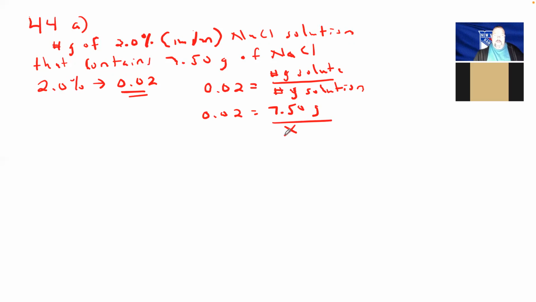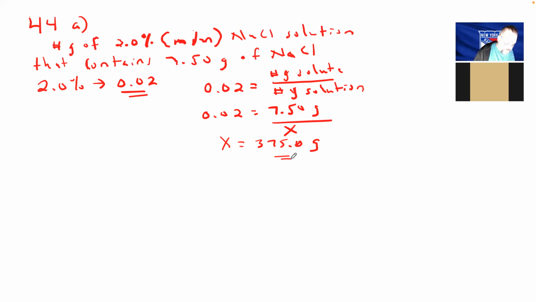They want the number of grams of a 2% mass by mass sodium chloride solution that contains 7.5 grams of NaCl. So in this case, we're going to take the 7.5, and we're going to divide it by 0.02. And therefore, X comes out to be 375.0 grams. So if you took 7.50 grams of sodium chloride and you had it in a sodium chloride solution that was 375 grams, and again, notice I use the word in, the mass by mass percent would be 2%.